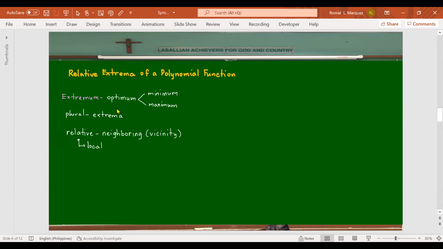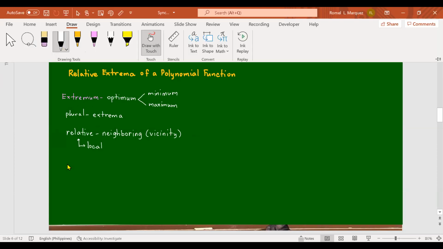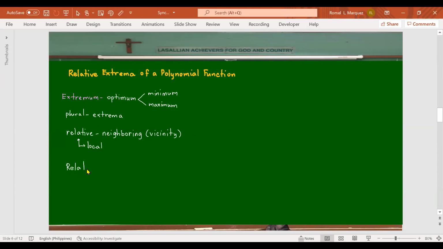So if you're talking of points, you say relative points, extreme points. So when you say relative or local extreme points, it means either what? Relative or local maximum point, or local minimum point. Relative.